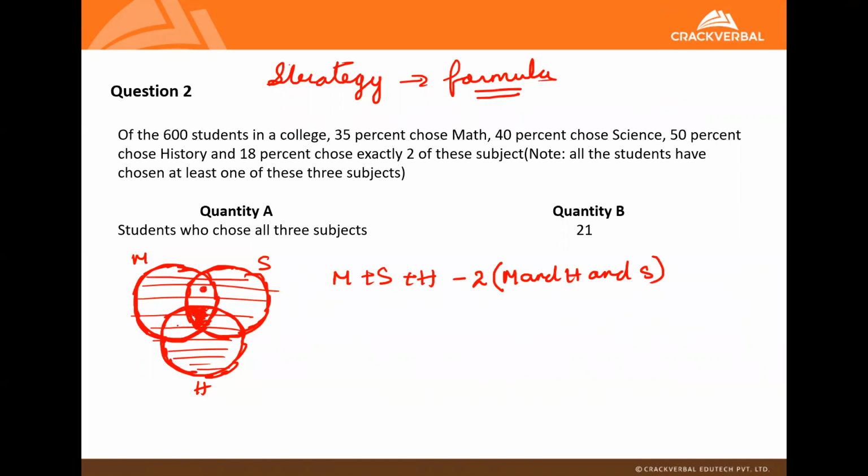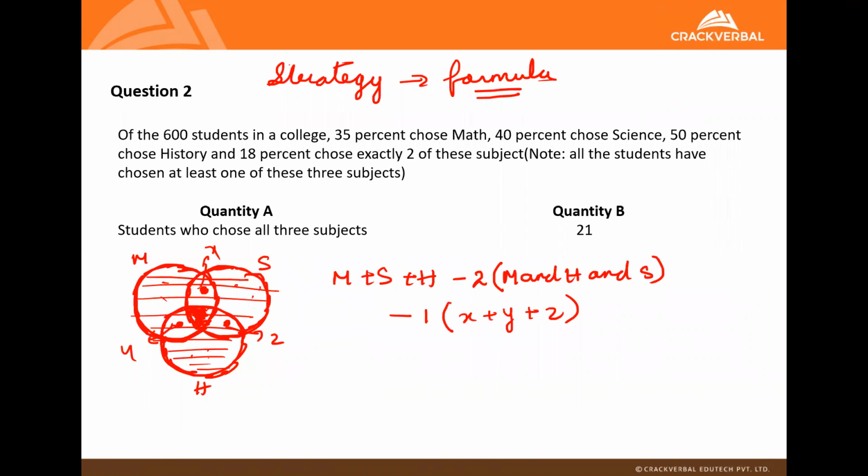And this region, and this region, I've considered those regions twice. This region I've considered first with math and science. This region I've also considered between math and history. And this region I've also considered with science and history, right? So since I've considered these regions twice, I need to subtract 1 time these regions, right? So I'll keep this as X, this as Y, and this as Z so that you understand better. X plus Y plus Z.